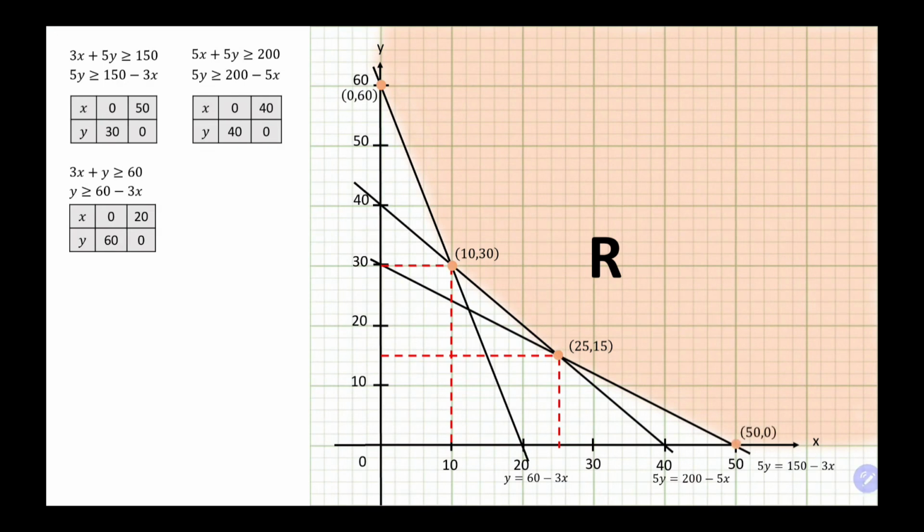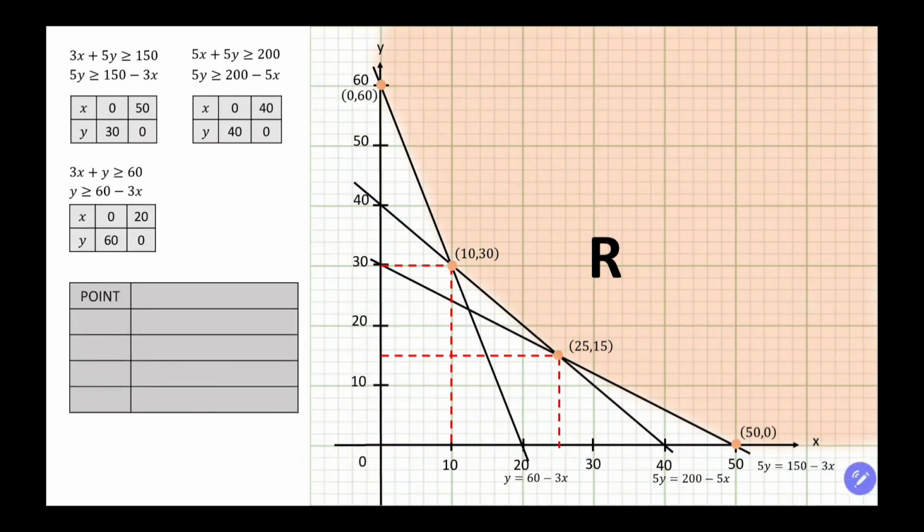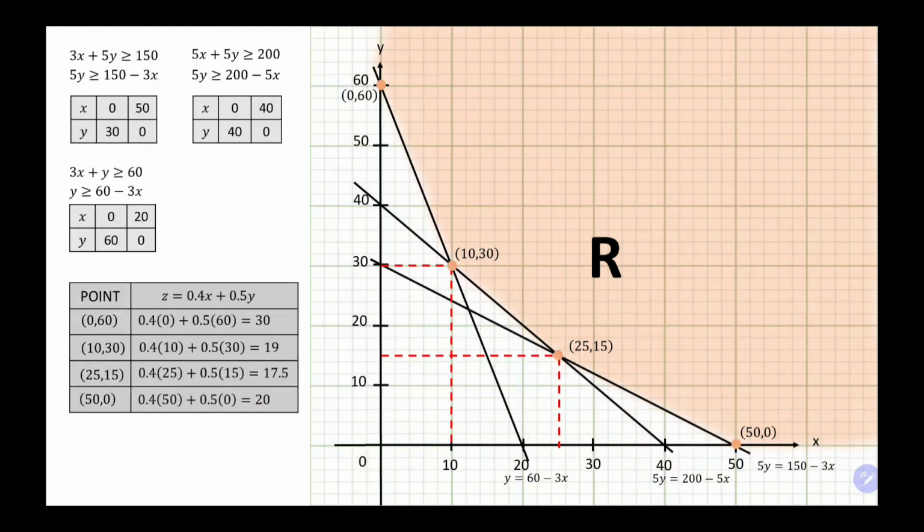Then we create a table. We put our points (0, 60), (10, 30), (25, 15) and last (50, 0). Then we put our objective. Substitute the values. Then we find which value is the minimum value. Then we conclude the minimum value of Z is RM70.50 when 25 units of food A and 15 units of food B are purchased.